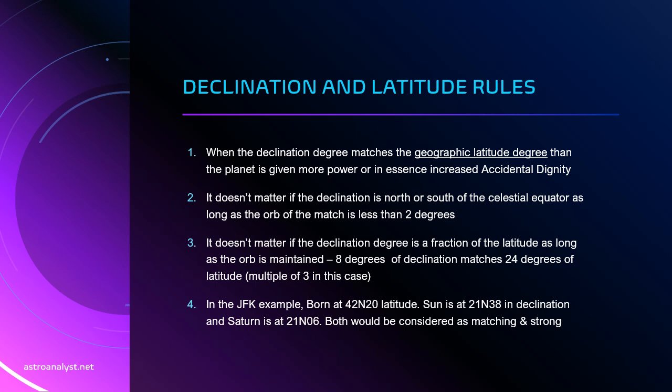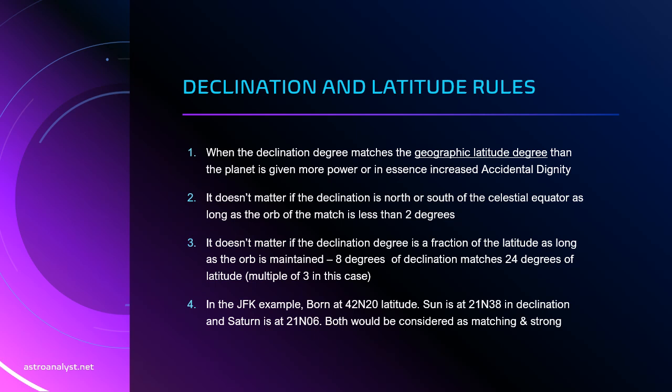Now, here's a weird one, though. It says it doesn't matter if the declination is north or south of the celestial equator, as long as the orb of the match is less than 2 degrees. So if we have a latitude of 24 degrees north, and we've got a planet that's at 24 degrees south, it's a match, and we would consider it that way. We would not consider it as an opposition or a conjunction as we do with parallels and contraparallels.